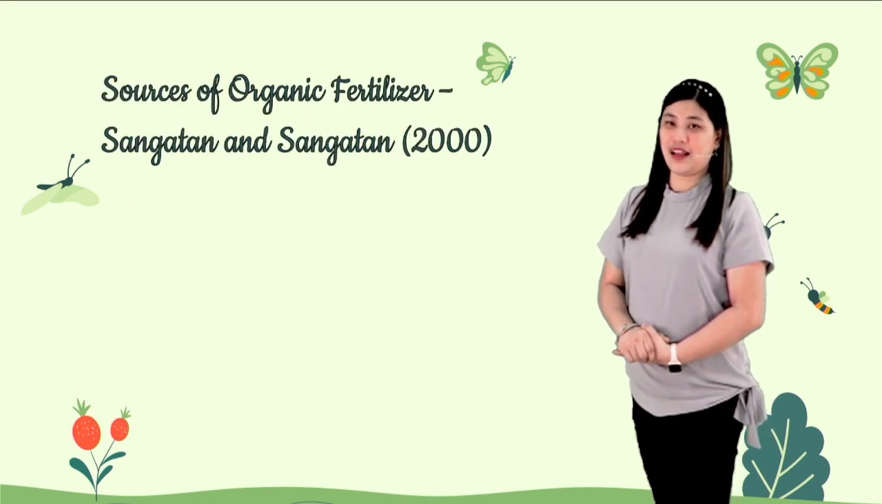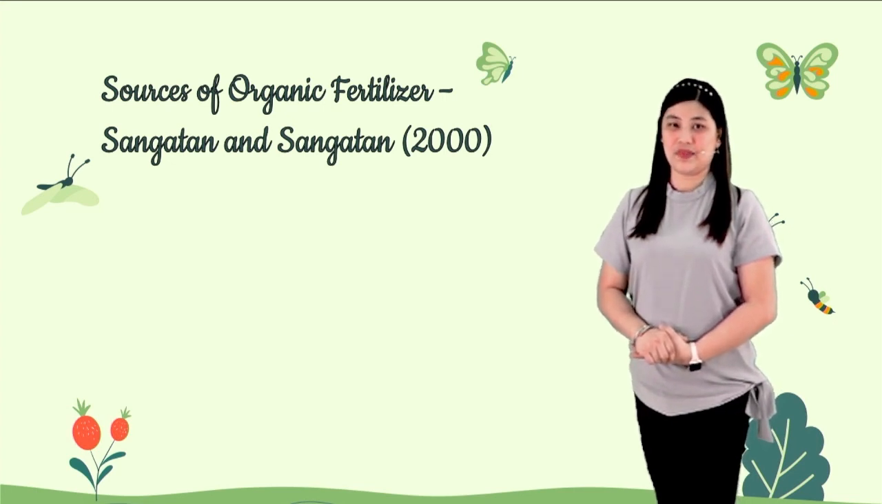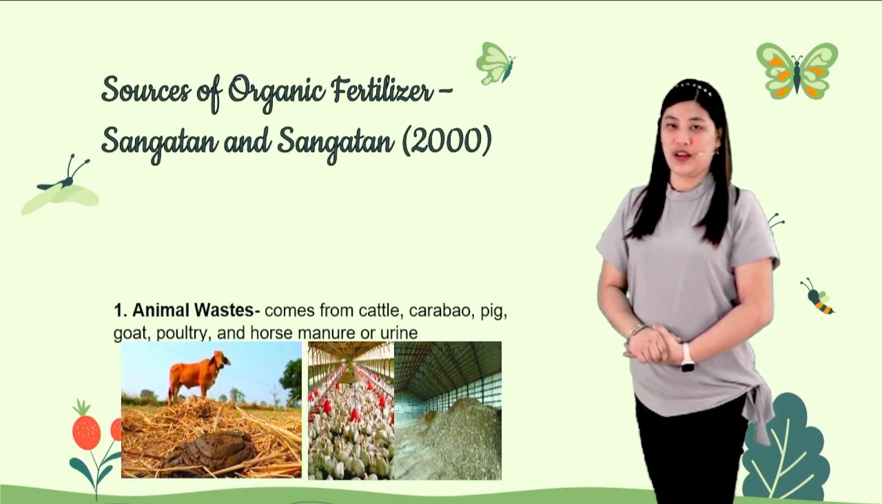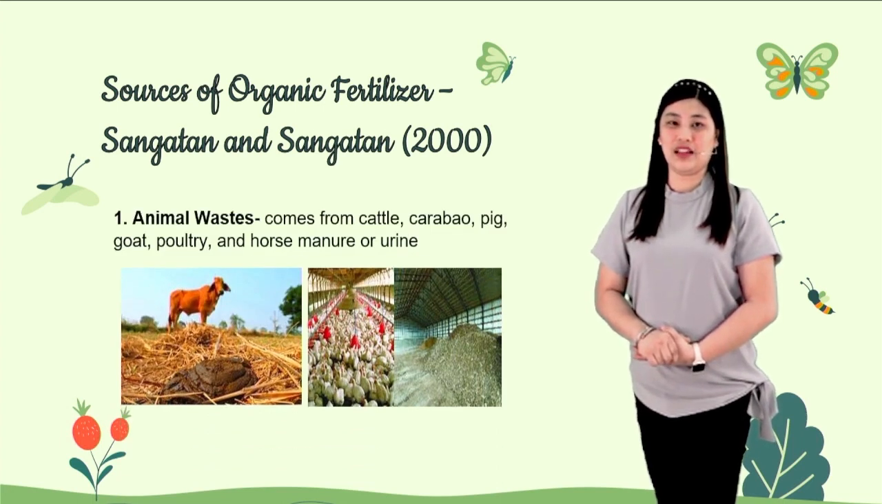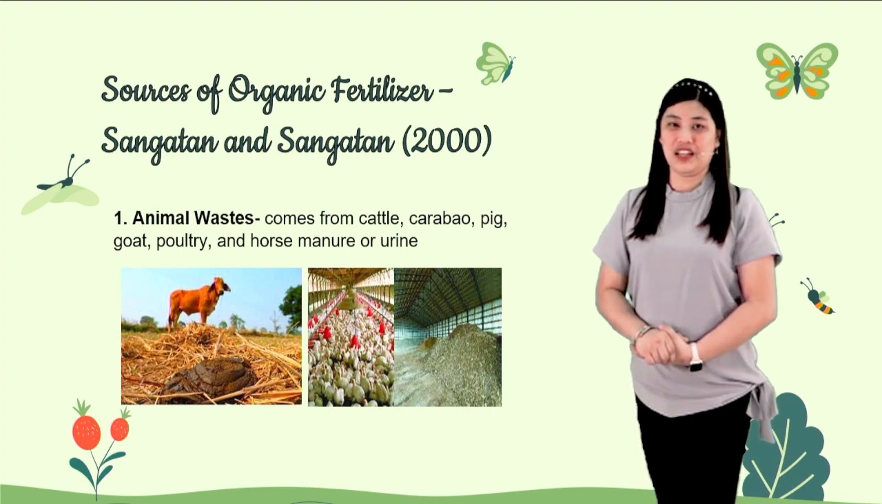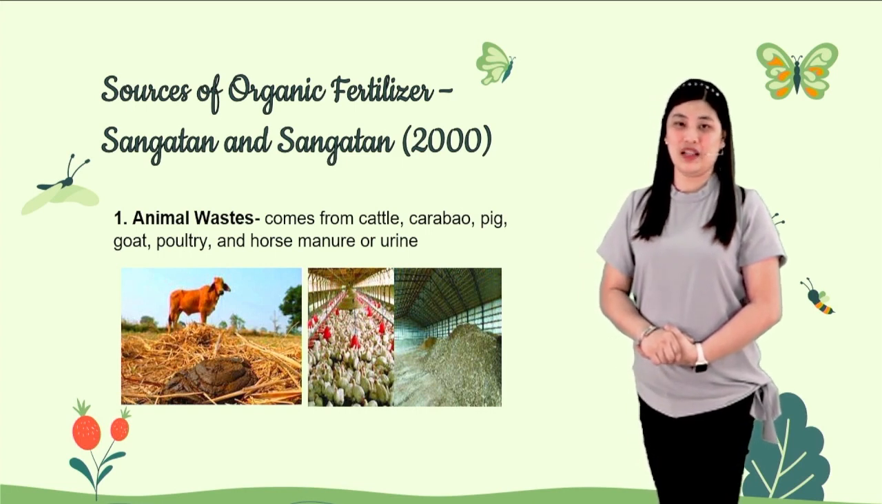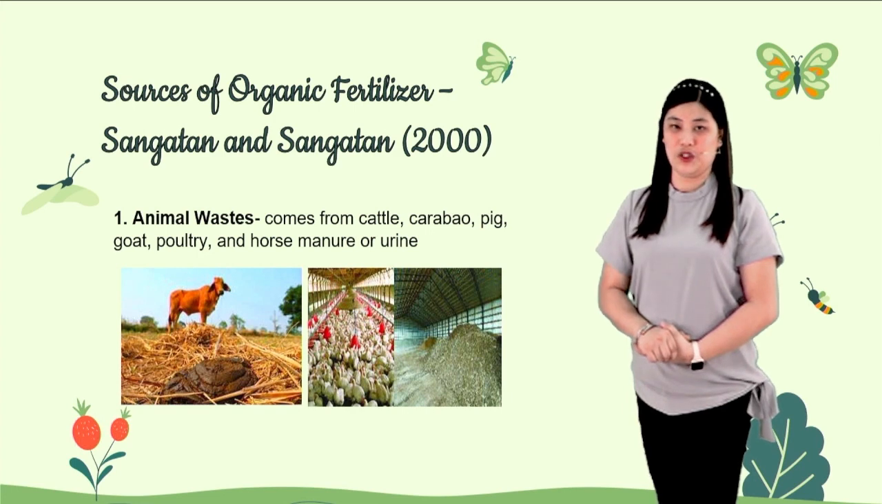Again, Sangtan and Sangtan enumerated the sources of organic fertilizer as follows. First, animal waste. Comes from cattle, carabao, pig, goat, poultry, and horse manure or urine. Animal manures are probably the most commonly available organic material used for their fertilizer value.